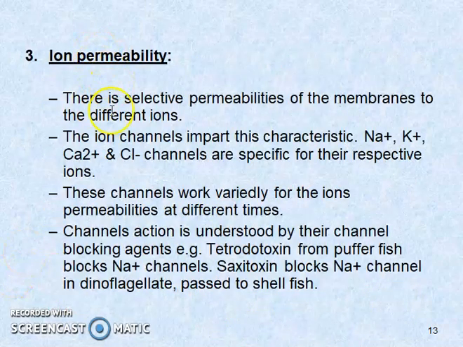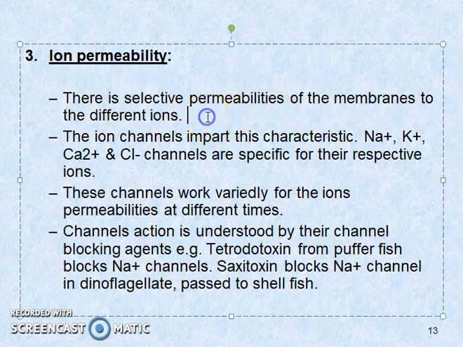Third thing is ion permeability. That is basically based upon the previous two. There is a selective permeability of the membrane to different ions due to hydration layer, due to their size, due to the charge density, due to their +1, +2 different charges. The ion channels impart their characters.